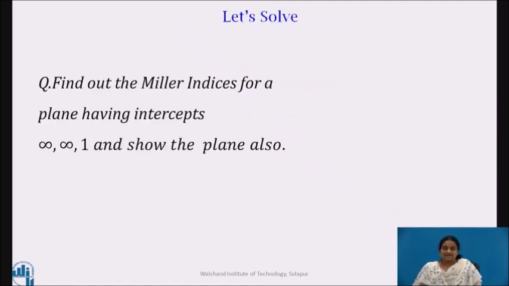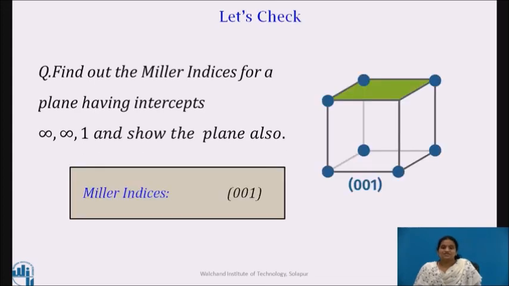Students, let us take one example related to this. Please pause the video and try to solve this numerical and show the plane also. Yes students, please check your answer. The intercepts are infinity, infinity, 1. So the Miller indices will be (0 0 1).